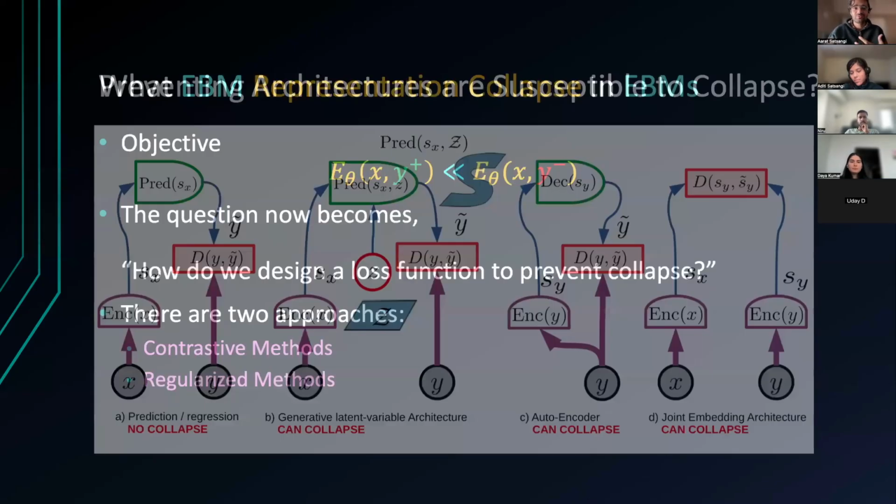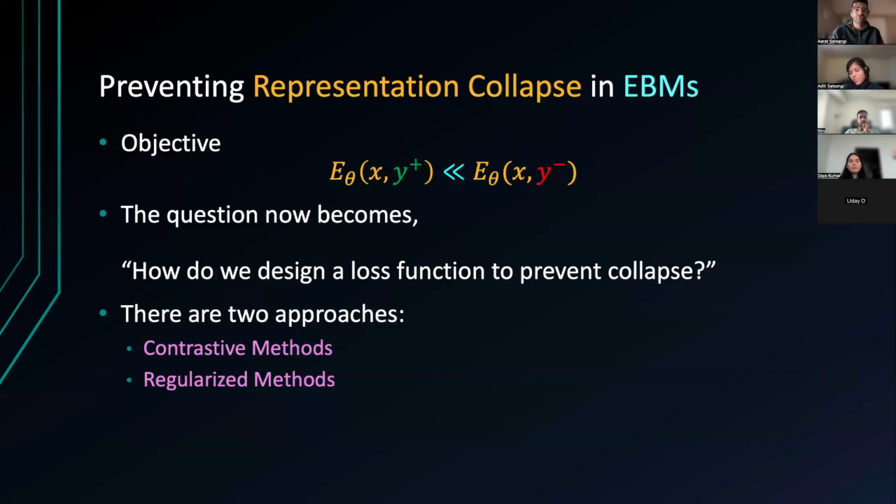Okay, so now the thing is, how do you prevent representation collapse in energy-based models? Again, our objective is clear. This is the equation that we need to enforce. So the question now becomes, how do we design a loss function to prevent collapse?